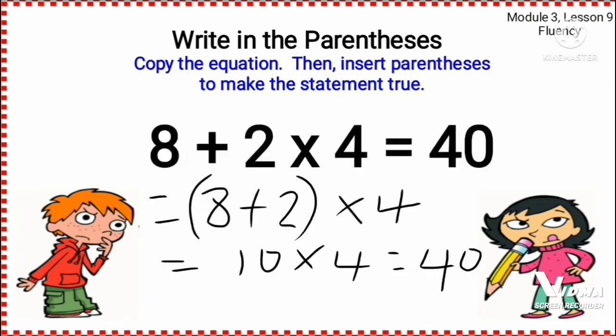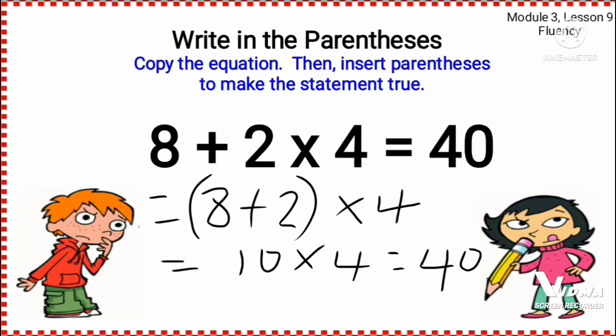Here's another equation. 8 plus 2 times 4 equals 40. Let's first try to put the bracket in 2 times 4. 2 times 4 is 8. 8 plus 8 is 16, so we will not have the answer.